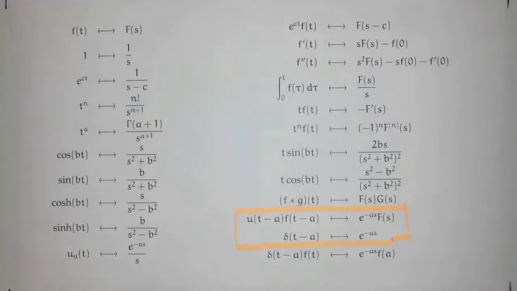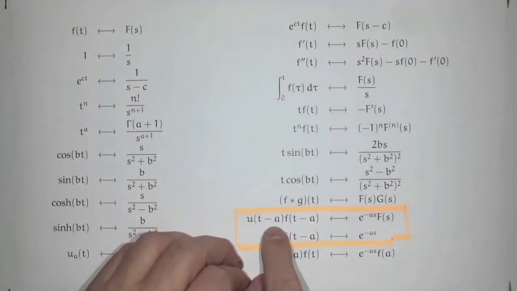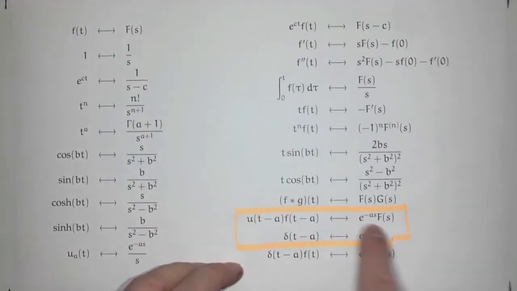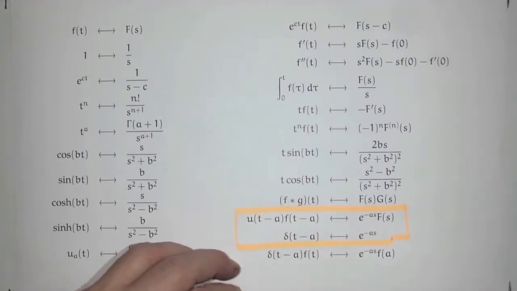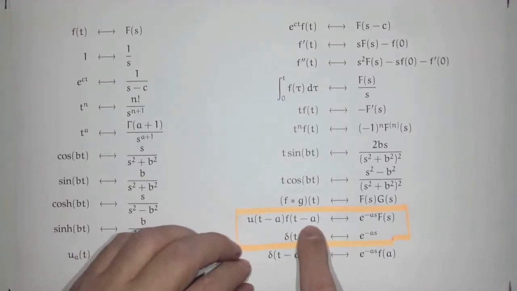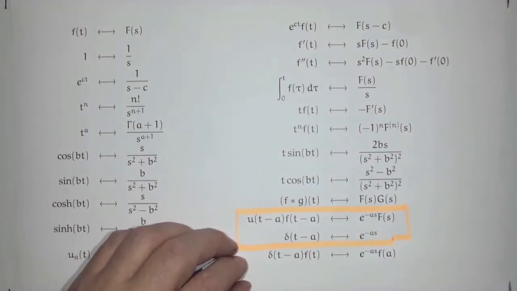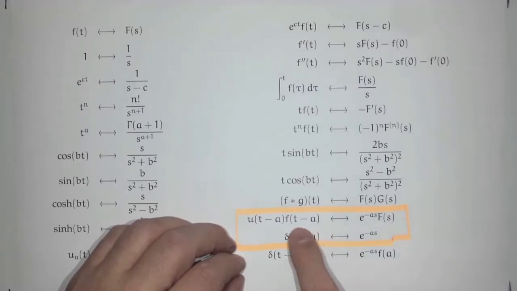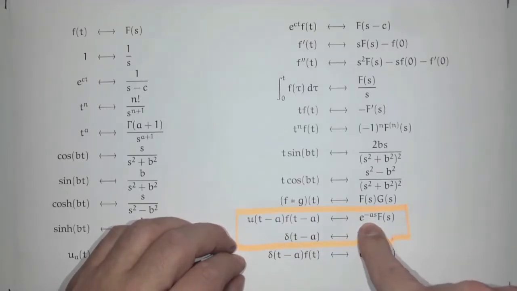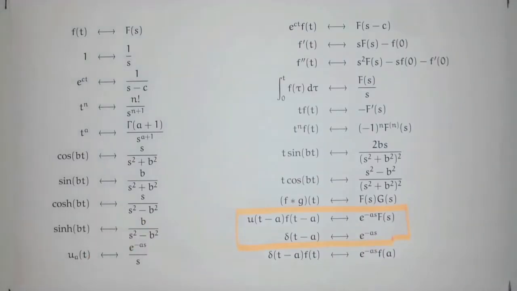So if you have u of t minus a times f of t minus a, essentially what you've done, if you think about what this is saying, is take your function f of t, but shift everything over a units. That's what this t minus a is doing. It's saying shift everything over by a, but you don't even start until time a. That shifting over corresponds to the e to the minus as. So the punchline is that whenever we see an e to the minus as showing up after our Laplace transform, that came from a shift. And if we're doing the inverse Laplace transform, we have to make sure we account for a shift.